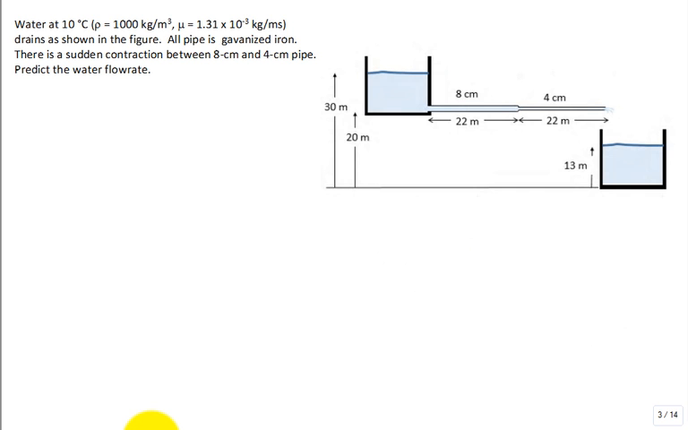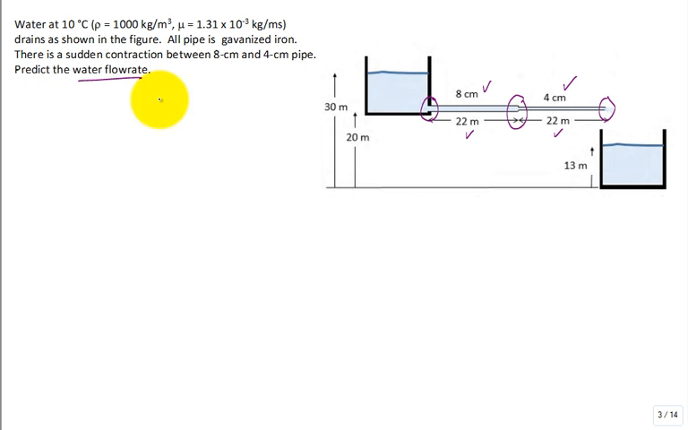How about you have a pipe that starts with an 8 centimeter, then you have a 4 centimeter. Both of them are the same length that we had before, so the same diameters and same lengths. You would have an entrance loss for getting into the pipe, but you're going to have a contraction loss right here as well, aren't you? And then you'd still have that discharge. But let's go ahead and write it out so we can predict the water flow rate in this new system.